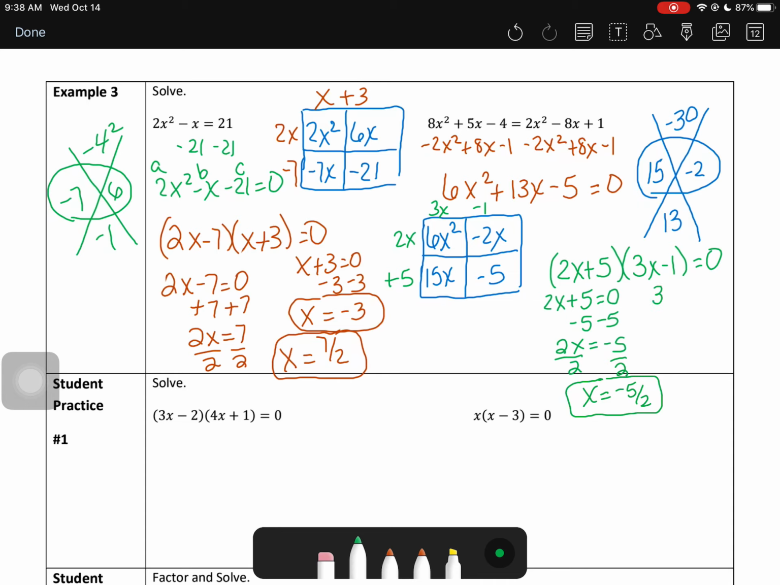In our next, we have 3x minus 1 equals 0. We're going to add 1. So we have 3x is equal to 1. And then we'll divide by 3, and so we have x is equal to 1/3.